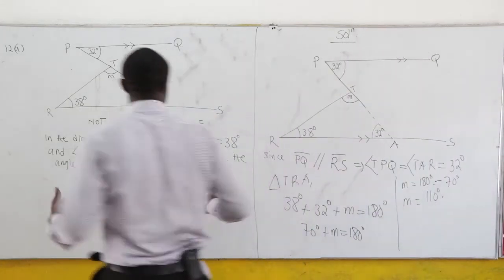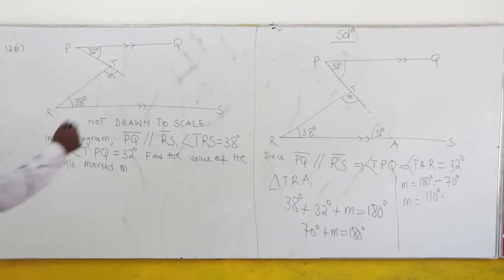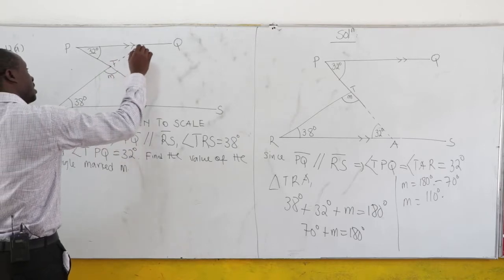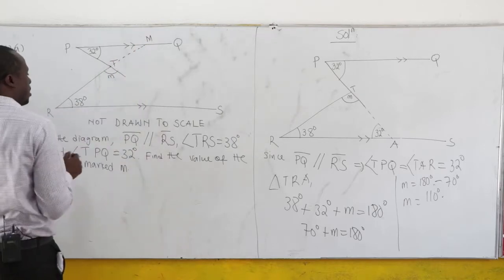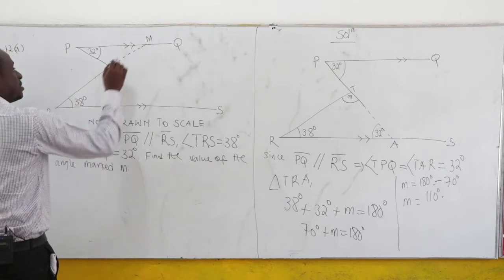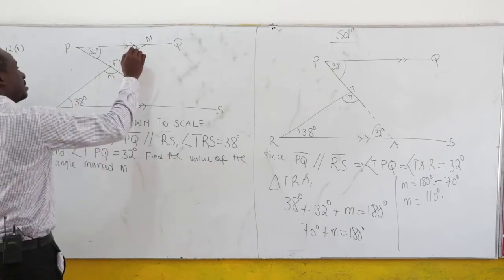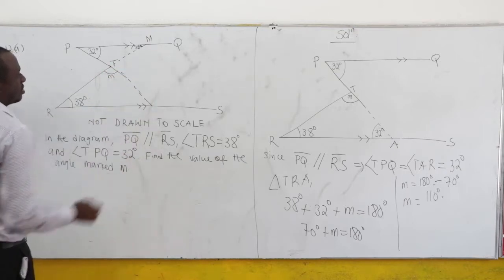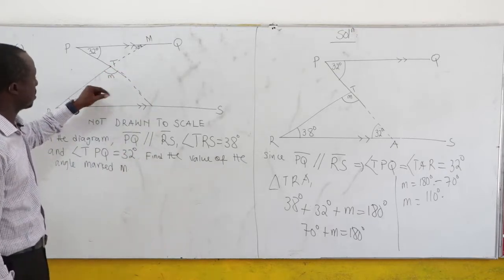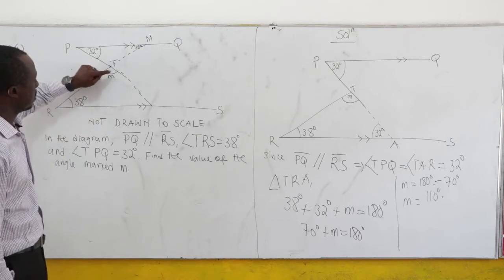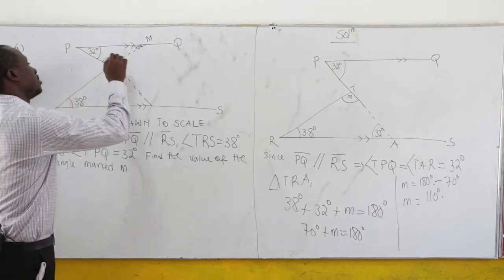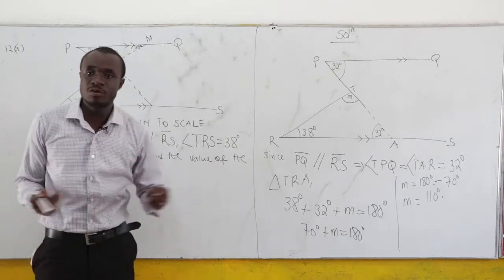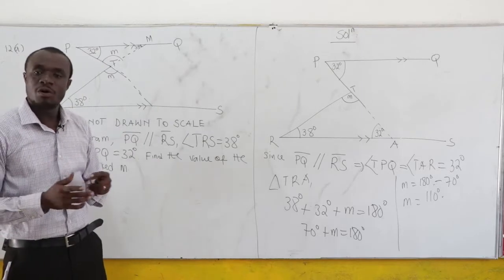Very trivial. Nonetheless, if you didn't see that, this one too is a transversal, so we can extend. Let's name here probably M. Now, the angle here alternates to the angle here. So the angle here is what? 38 degrees. Now, when we extend this, we can see that this is vertically opposite. The angle here is vertically opposite to this. So this one is also M. So this plus this equals 180 degrees, and then you'll be able to find your value of M.